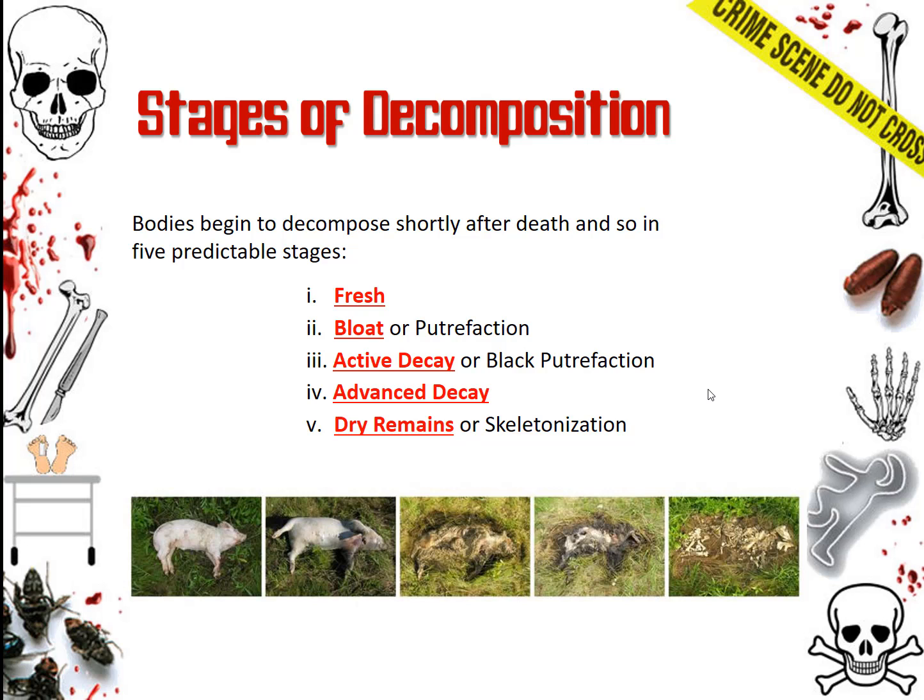Okay, so let's talk about our stages. The stages of decomposition are as follows, and we're going to discuss each one individually and what happens and how long they take. But here they are listed out. We have fresh, bloat or putrefaction, the names are used interchangeably, active decay or black putrefaction, advanced decay, and dry remains or skeletonization. And you can look at the sequence of pictures at the bottom here that gives you an idea of what the body will look like during each stage.